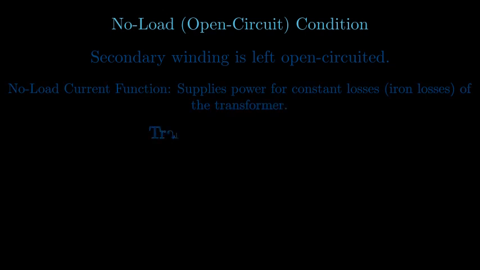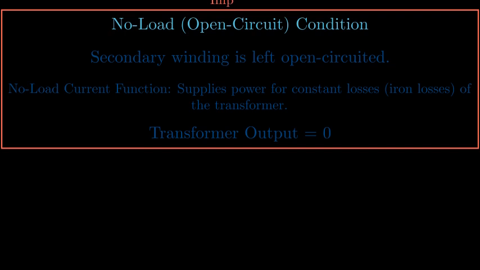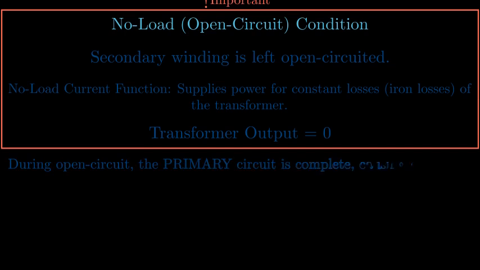So, because the secondary winding is open and there's no load, the transformer's output power during no load is, by definition, zero. An important point to remember is that even in an open circuit test, the primary circuit is complete. The transformer is connected to a voltage source, which is why a current still flows through the primary winding. This current is necessary to establish the magnetic flux in the transformer's core.